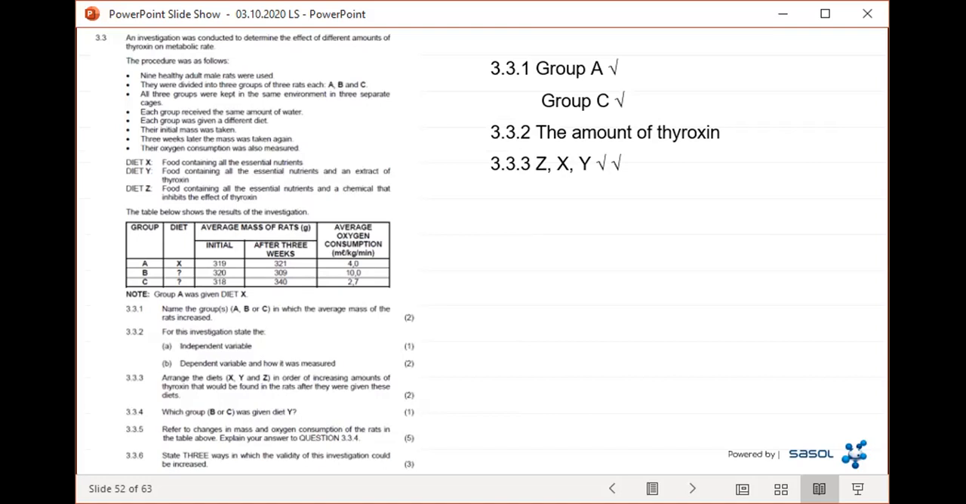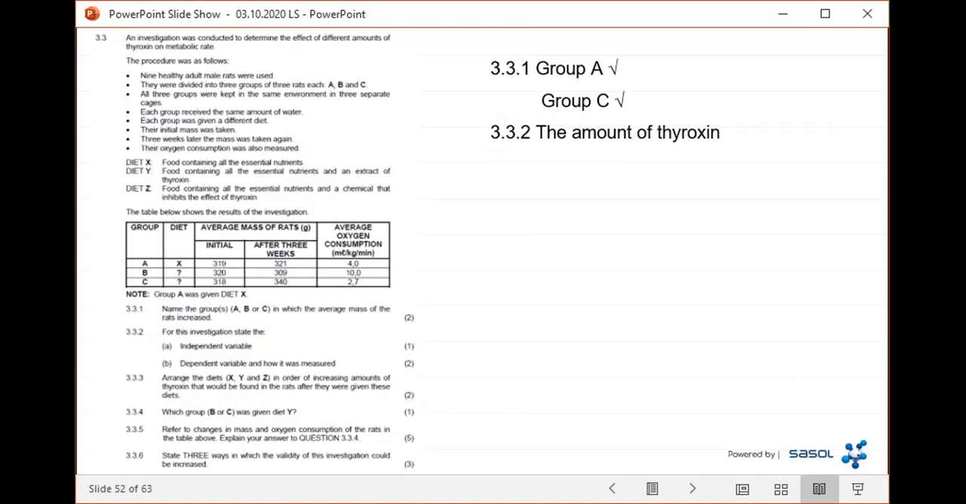Then we can move on to question 3.3.3, which says arrange the diets X, Y, and Z in order of increasing amounts of thyroxine that would be found in the rats after they were given these diets. Arrange the diets X, Y, and Z in order of increasing amounts of thyroxine.